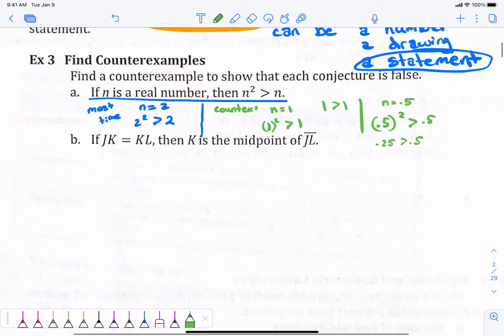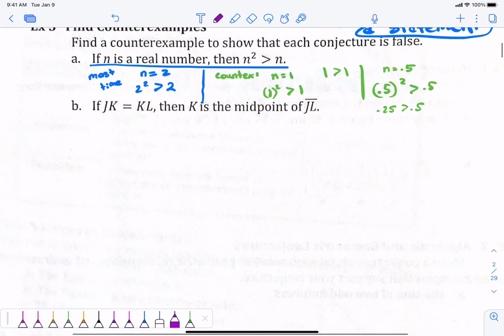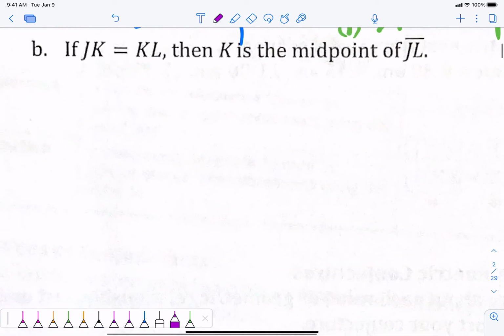All right, this next one you have to think about a little bit, okay? This is the last one. I'll give you a second to write it down. If JK equals KL, then K is the midpoint of JL. Again, if JK equals KL, then K is the midpoint of JL. Okay?